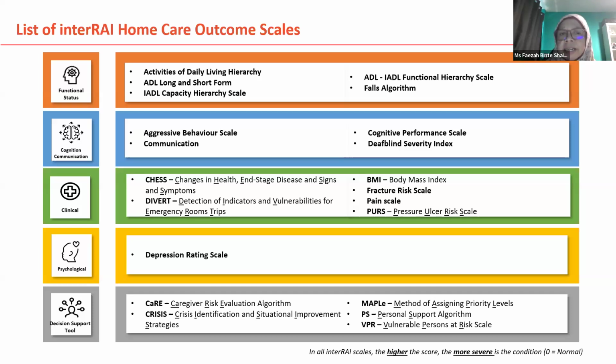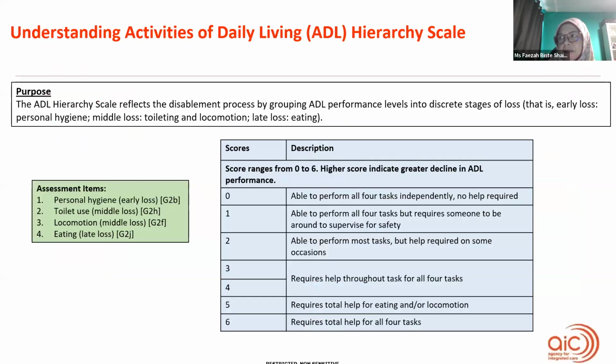You can also see the IADL capacity of that person, and they also take into consideration a certain falls algorithm to measure whether the person is at high risk, medium risk, or low risk for falls. And then there are other issues like looking at aggressive behavior, whether that person can communicate and express themselves, whether they have hearing problems or vision problems. So these are, in a nutshell, a lot of the outcome scales that can be generated post-InterRAI.